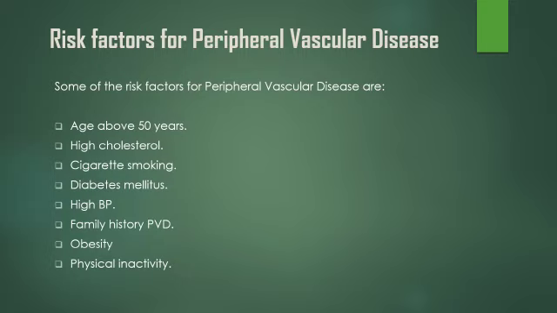The risk factors of peripheral vascular disease. Some of the risk factors for peripheral vascular disease are age above 50 years, high cholesterol, cigarette smoking, diabetes mellitus, high BP, family history of PVD, obesity, physical inactivity.